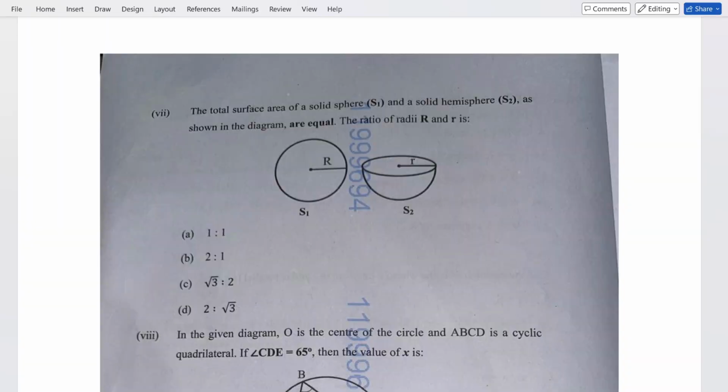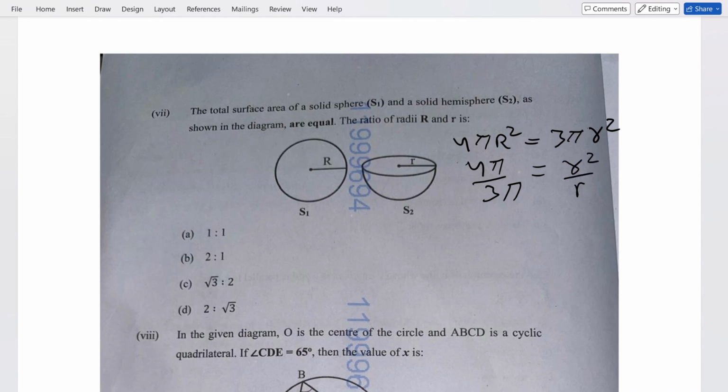Given: sphere surface area equal to 4 pi r square. Sphere surface area 4 pi r square. Hemisphere surface area equal to 3 pi r square, with small r square. Now 4 pi divided by 3 pi equal to small r square by capital R square. Now the pi cancels, 4 by 3. So root 2 by root 3 is your small r by capital R.